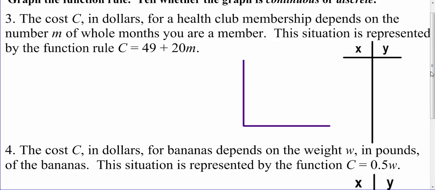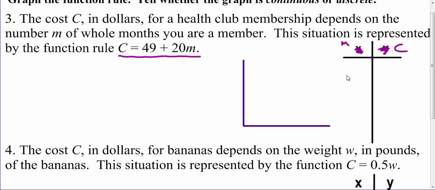The situation is represented by the function C equals 49 plus 20M. Alright, so this is the function right here that we're going to graph. Now this says X and Y. I'm going to change it as M is my input, C is the output, or the dependent variable, M is the independent variable.